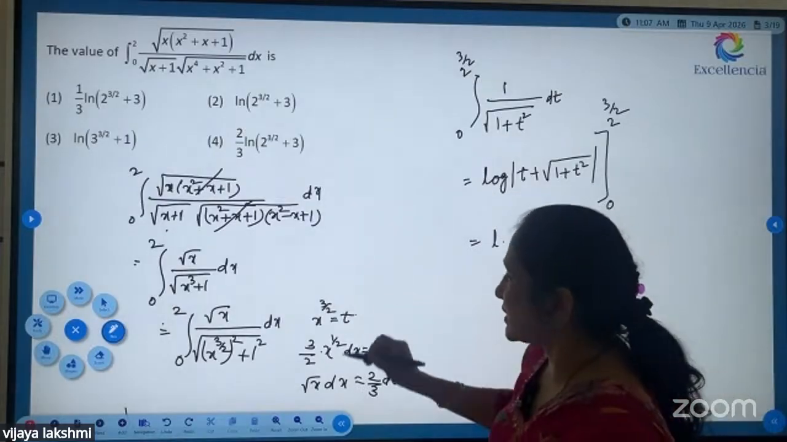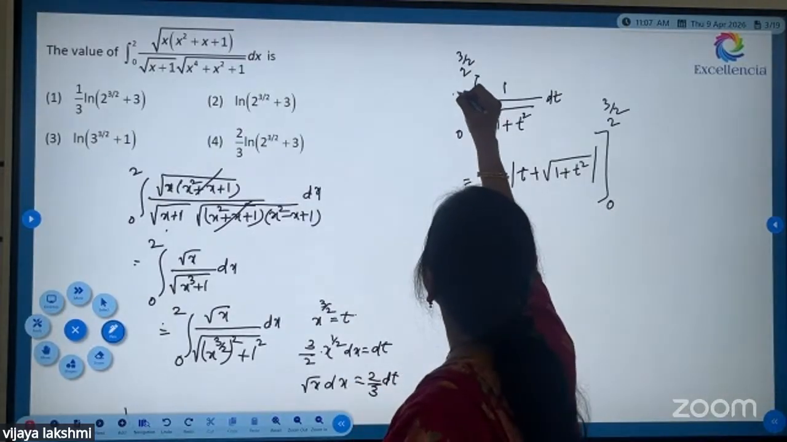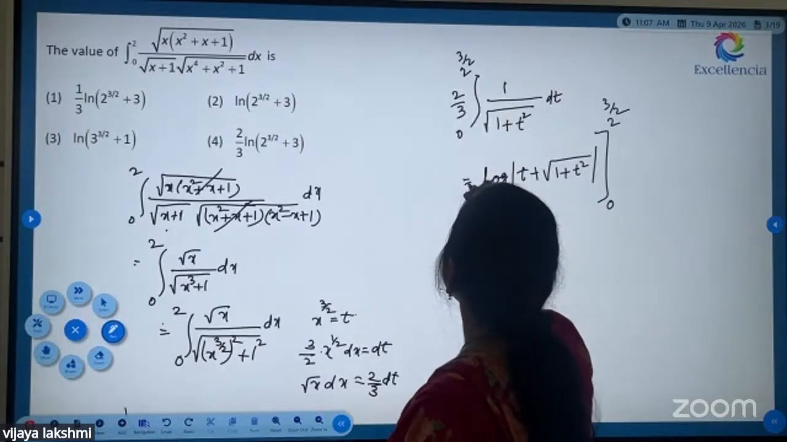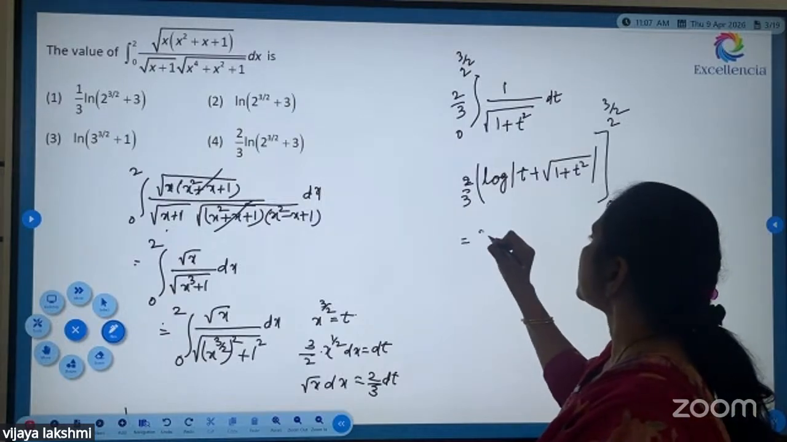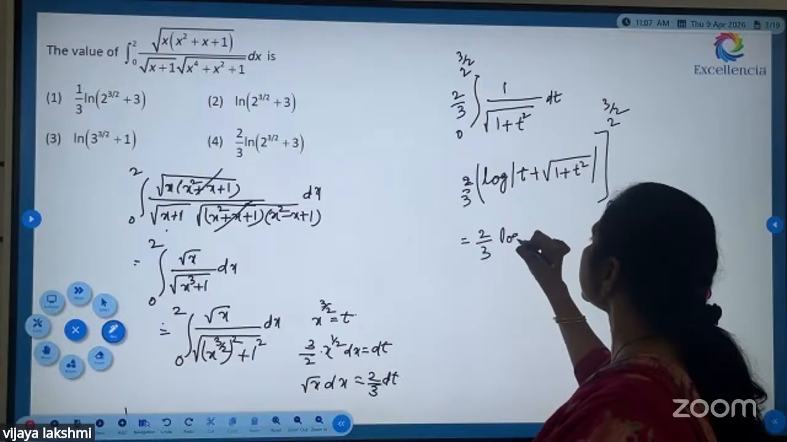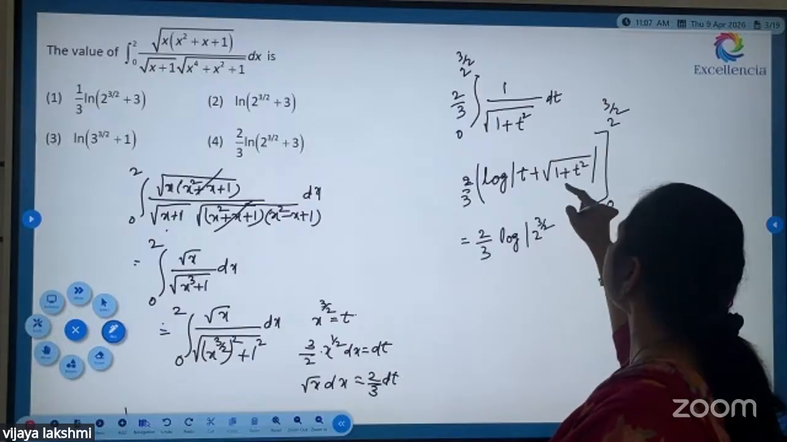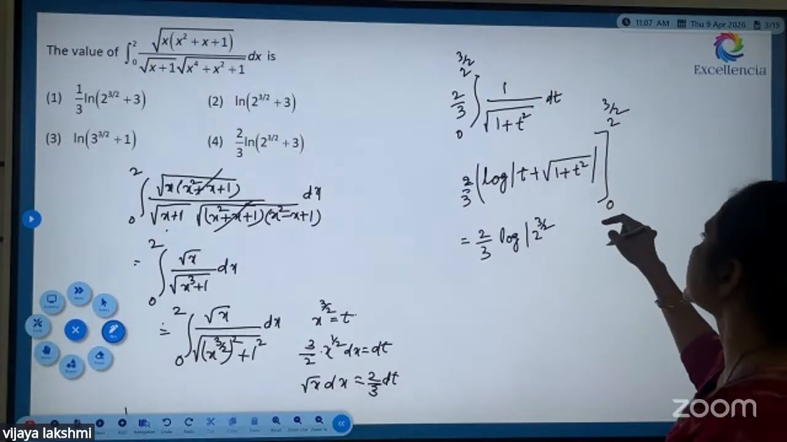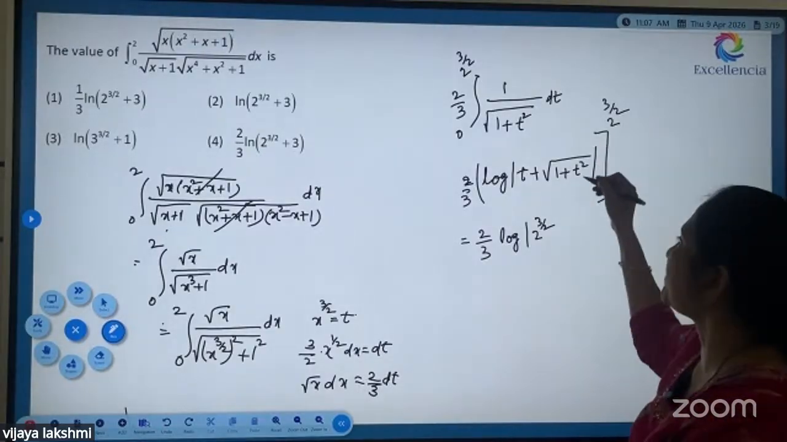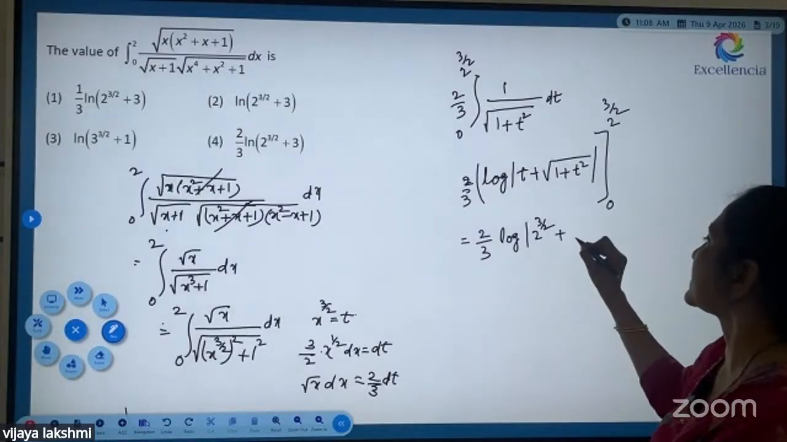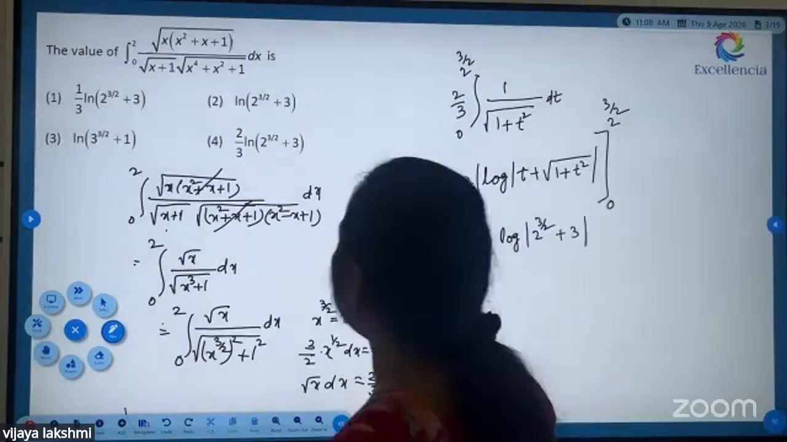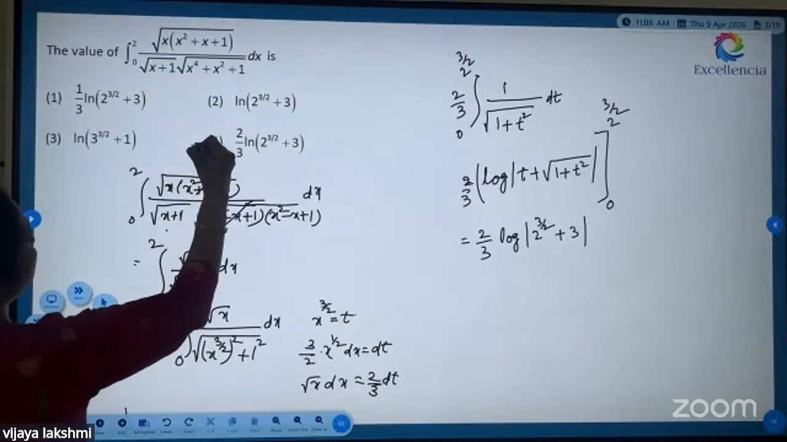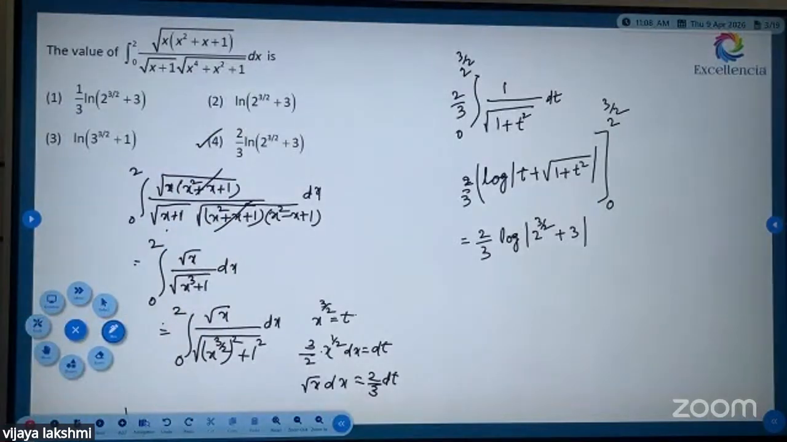We carry 2 by 3 outside. It is equal to 2 by 3 log of modulus 2 to the power of 3 by 2 plus square root of 1 plus 2 to the power of 3 by 2 whole squared. You get square root of 1 plus 8, which is square root of 9, which is 3. Therefore, you can select the option 2 by 3 log, the fourth option, as the answer. That will be the first question.